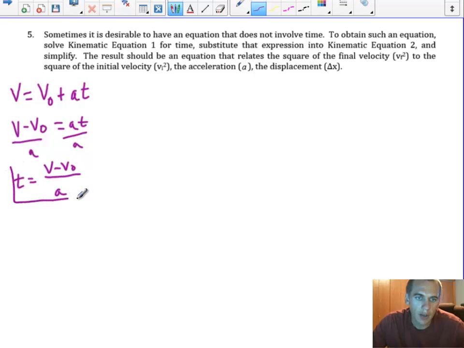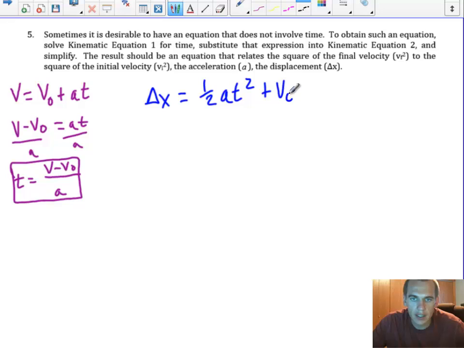Now we're going to take this equation and plug it into our second kinematic equation. Now our second kinematic equation said our change in position equals 1/2 at squared plus v naught t. Now, everywhere there's this t, we're going to go ahead and plug in this equation. This is actually a strategy we use a lot when we have multiple equations, multiple unknowns. We take one, solve it, and plug it into the other.